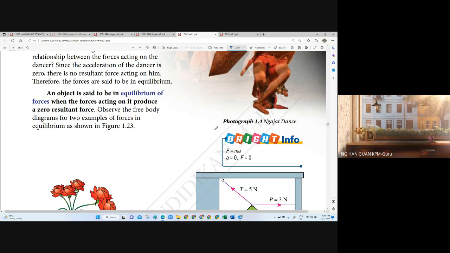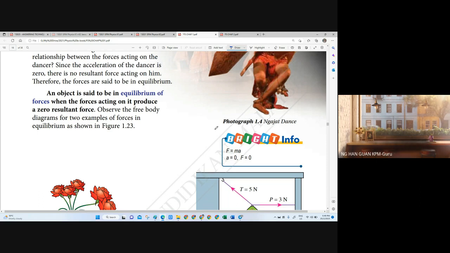It's just like what we learned last year in Form 4, Chapter 4 about thermal equilibrium. Thermal equilibrium means there will be no net heat transfer. Net heat becomes 0. So it's the same for equilibrium of forces. Our net force, or we call it resultant force, is equal to 0. So it doesn't mean there are no forces.